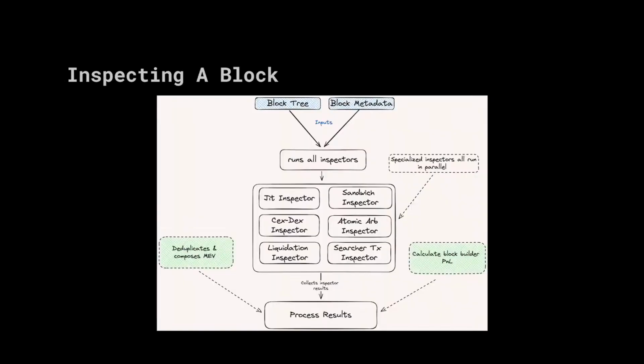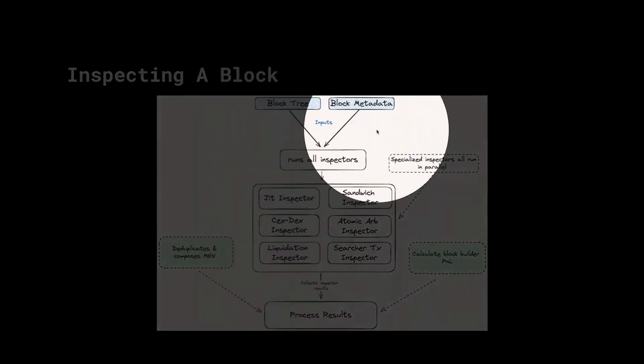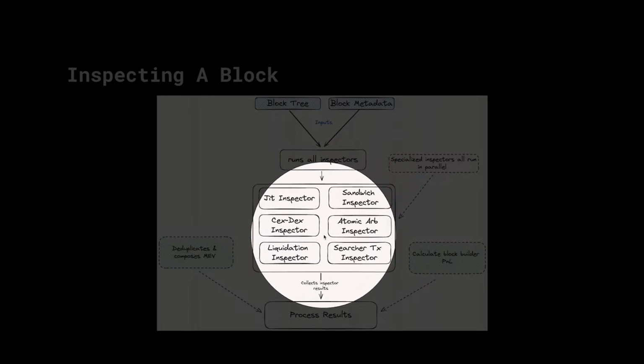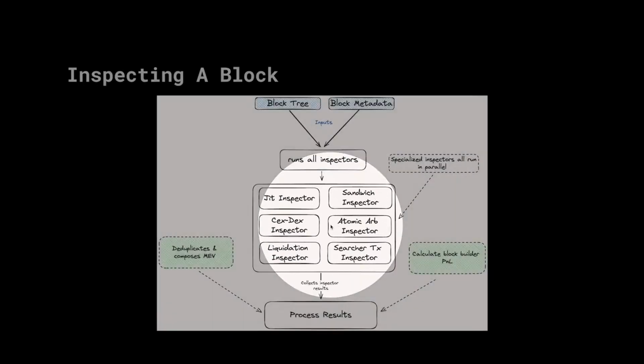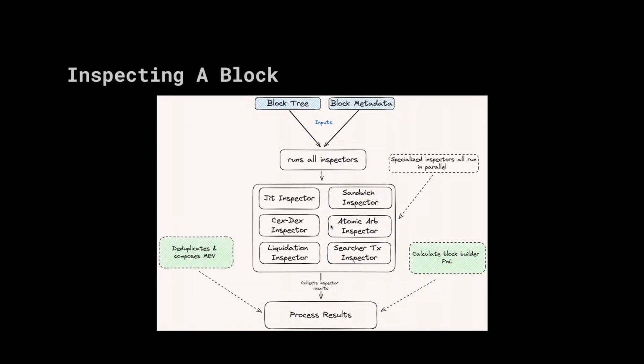So to inspect a block, now that we have all of this data, now that we have this classified block, we can move to the interesting part where we provide the block tree and block metadata that I mentioned right before, and we pass it into the individual inspectors that all run in parallel. Those individual inspectors then produce their results, and there's a final processing step where we can compute the final block P&L and also deduplicate the results.